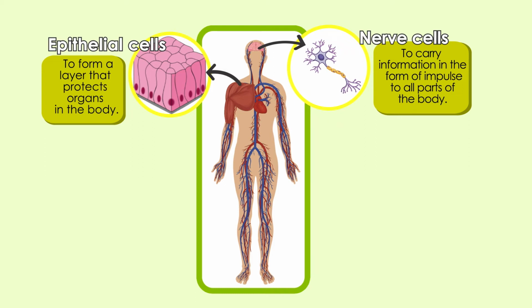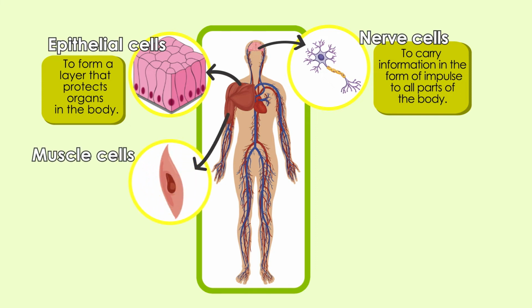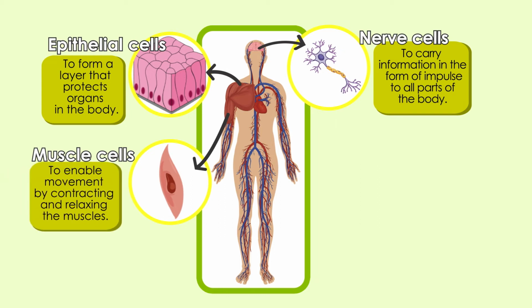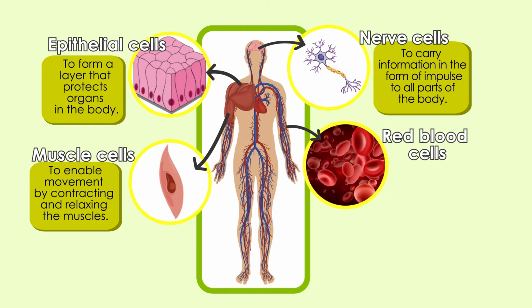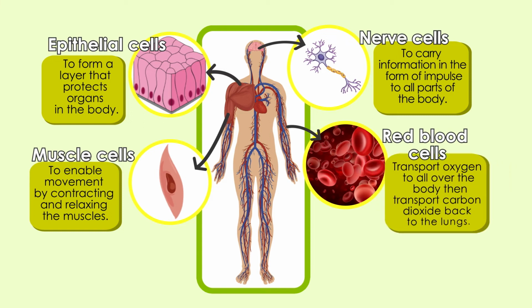The third type of cell is the muscle cells. The function of muscle cells is to enable movement by contracting and relaxing the muscles. The fourth type of cell is the red blood cells. The function of a red blood cell is to transport oxygen to all parts of the body and to transport carbon dioxide back to the lungs.